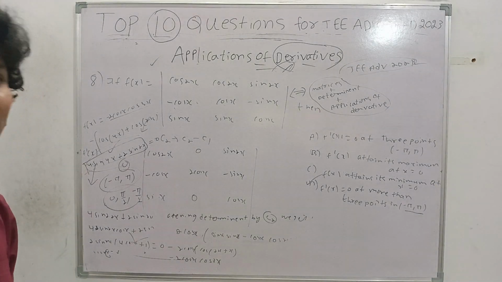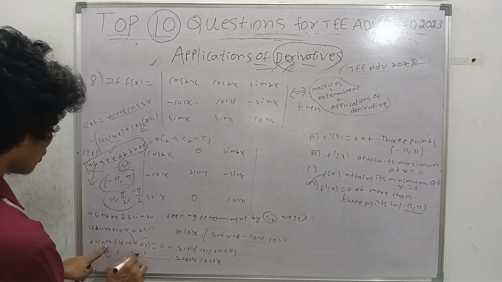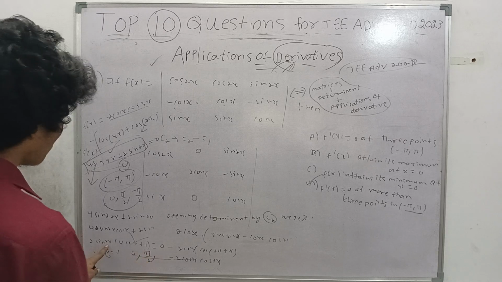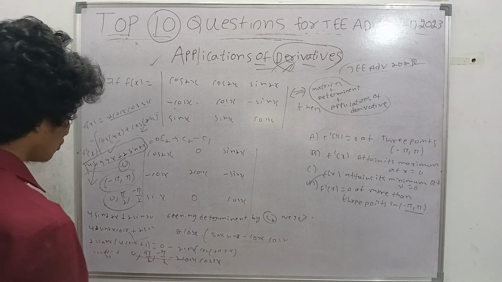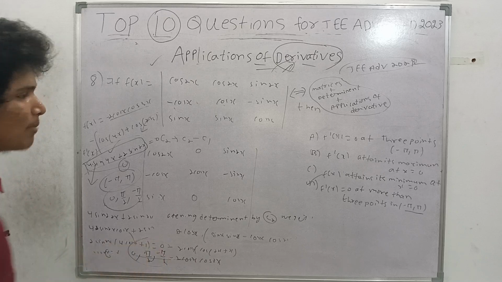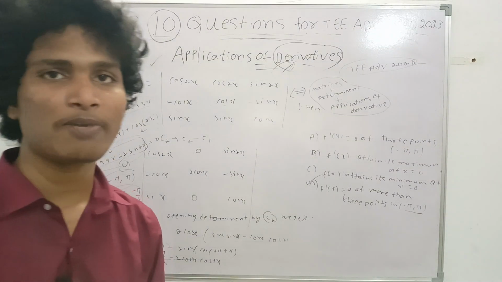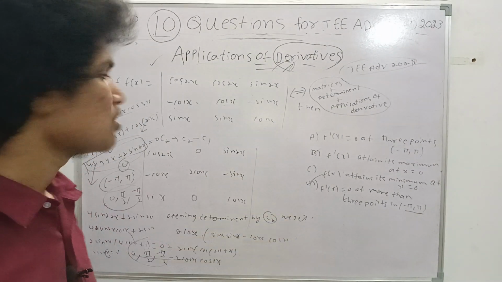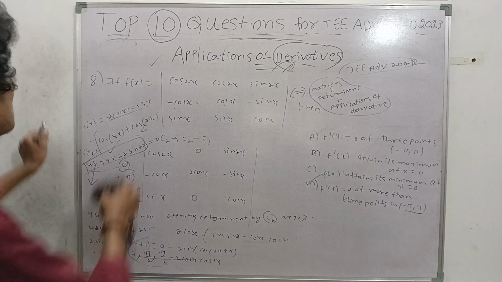At sine 2x, how many times it is equal to 0? When x is 0, it is 0. And when x is pi by 2, it is 0. And when x is minus pi by 2, it is 0. So it can have the maximum possibilities to become 0 in minus pi to pi. So option B and D is correct. So 8th question is also completed.